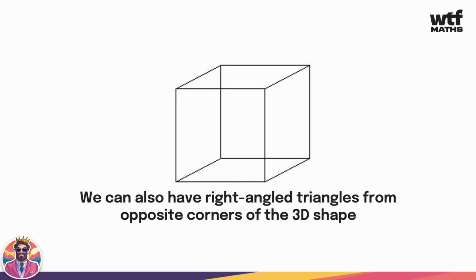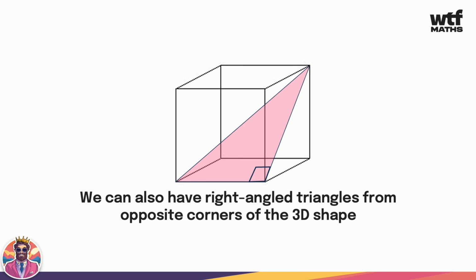But we can also have right-angled triangles from opposite corners of the 3D shape. So for example, this triangle here is a perfectly valid right-angled triangle, but it's going from the corner of one side of the shape to the corner of the other. So this is like an internal right-angled triangle inside a 3D shape.